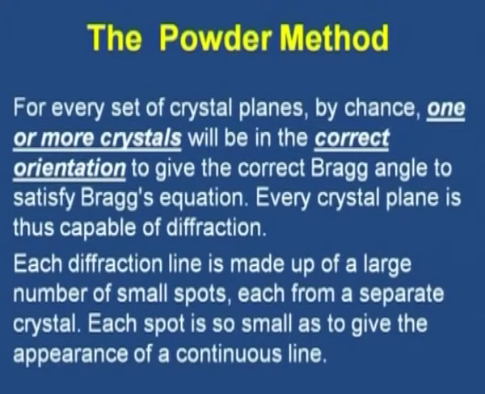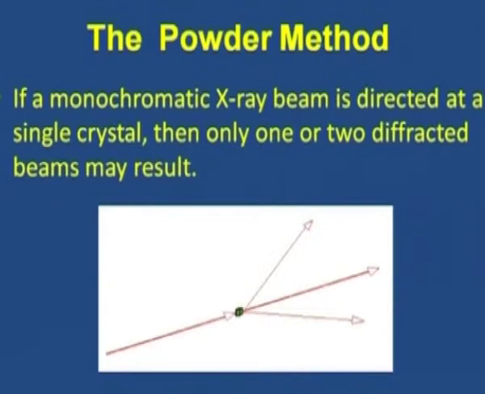Each diffraction line is made up of a large number of spots, each from a separate crystal. Each spot is so small as to give the appearance of a continuous line. You see here in A, a monochromatic X-ray beam is directed towards a single crystal. This is a single crystal, right? You have a single crystal, you get the beam now.